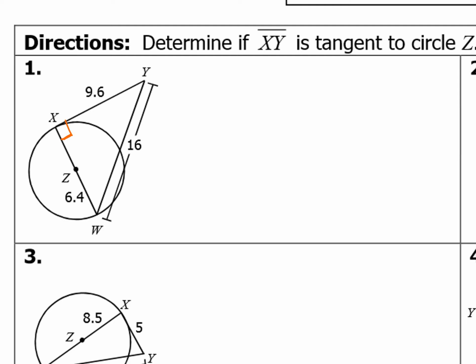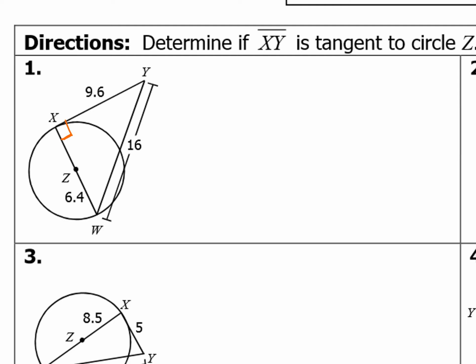So they say determine if it is a tangent line. If it's tangent, that means that has to be a right angle. And if it's a right angle, then it would have to work with Pythagorean's theorem. So what you're going to find is a lot of these next few problems are Pythagorean theorem.